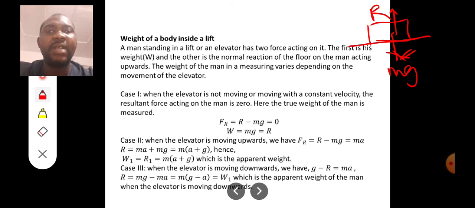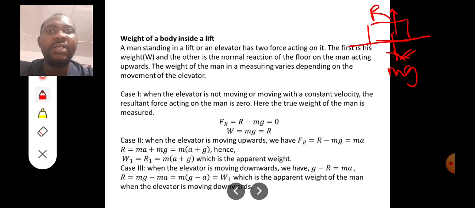So let's look at case one. Case one: when the elevator is not moving or moving with a constant velocity, the resultant force acting on the man is zero. So the true weight of the man is measured, and you can see here that Fr, which is the resultant force, R minus mg equals 0. In that case, the normal reaction is equal to the weight, only when the elevator is not moving.